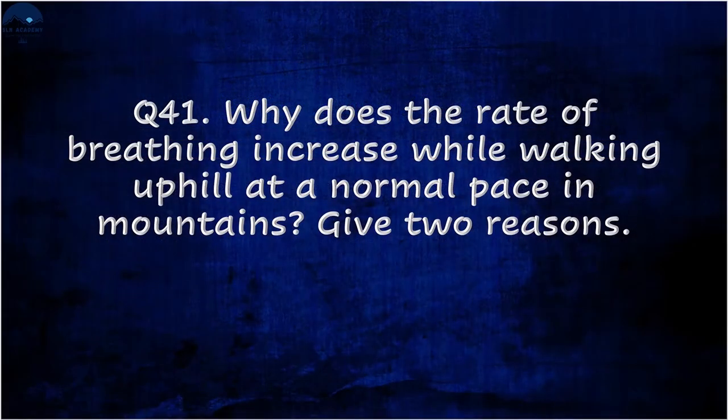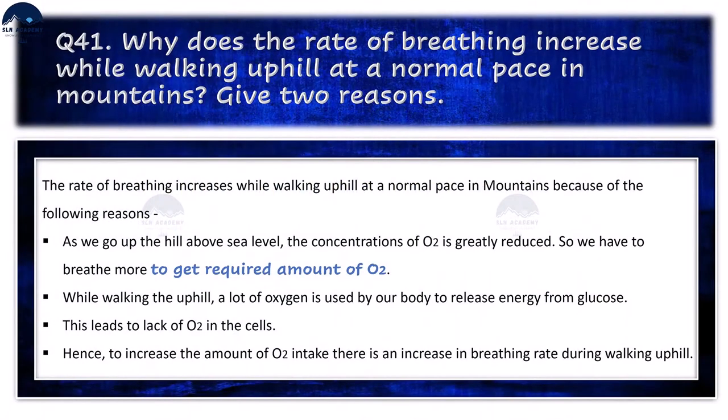Question 41. Why does the rate of breathing increase while walking uphill at a normal pace in mountains? Give two reasons. The rate of breathing increases while walking uphill at a normal pace in mountains because of the following reasons. As we go up the hill above sea level, the concentration of O2 is greatly reduced. So we have to breathe more to get the required amount of O2. While walking uphill, a lot of oxygen is used by our body to release the energy from glucose. This leads to lack of O2 in the cells. Hence, to increase the amount of O2 intake, there is an increase in breathing rate during walking uphill.